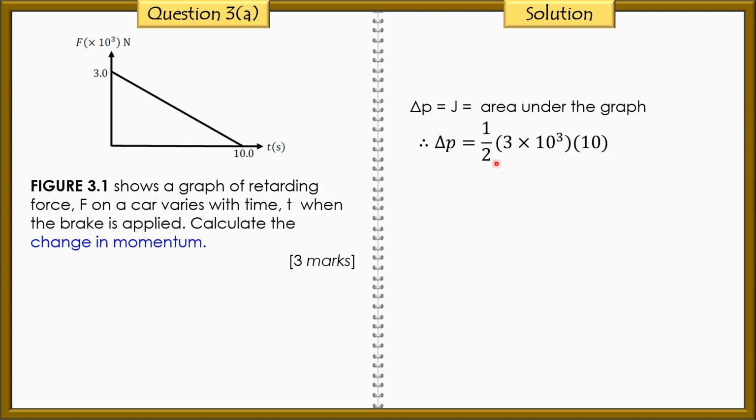So you just substitute, where the graph is a triangle shape. The area under the graph is equal to 1.5 times 10 power 4 kilogram meter per second, or Newton second, which represents the change in momentum.